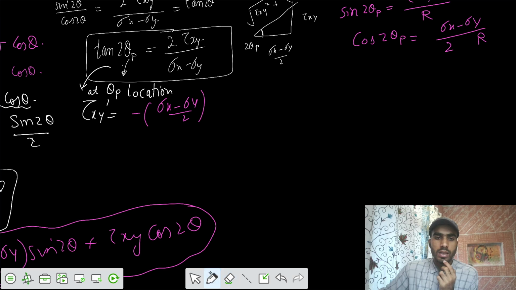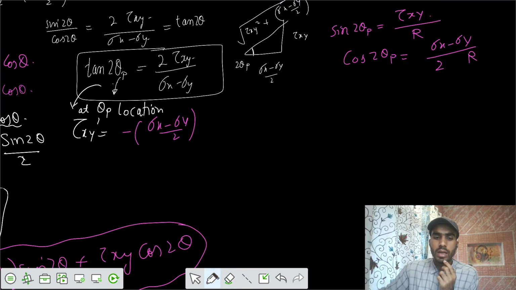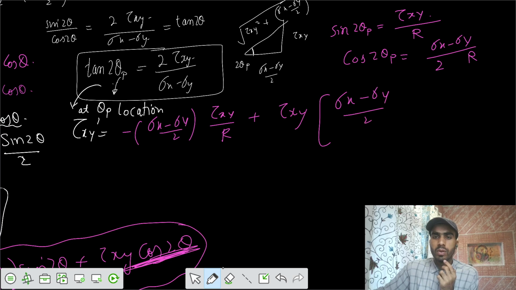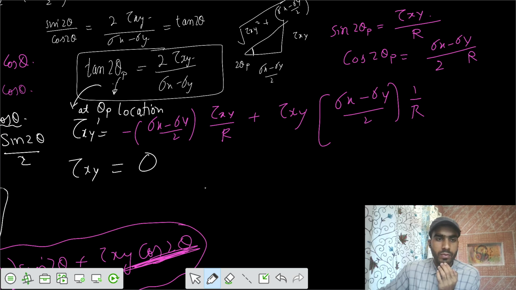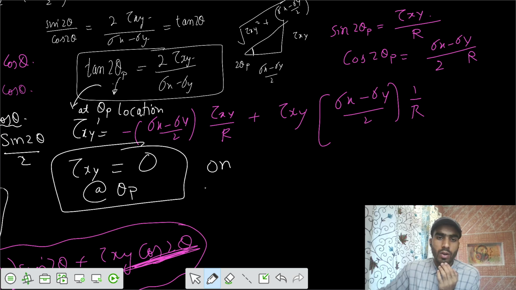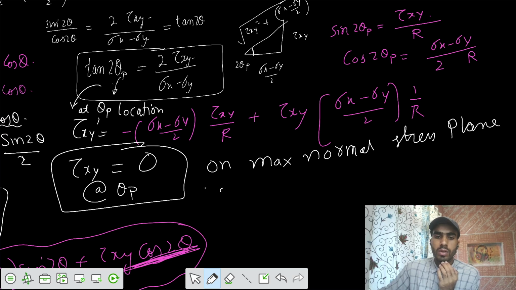So we can write this with sine 2 theta equal to tau xy by r, then plus tau xy times cos 2 theta, where cos 2 theta is sigma x minus sigma y by 2 times 1 by r. So you see tau xy at theta p equals 0. On the maximum normal stress plane, your shear stress is 0.